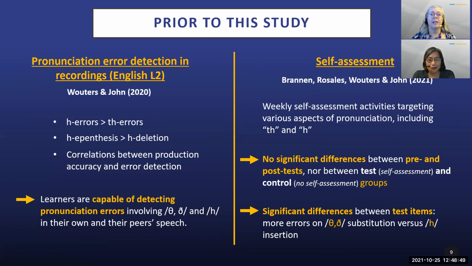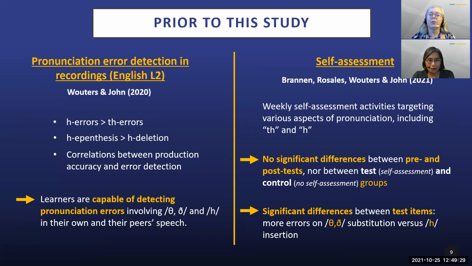So learners are indeed able to detect their own errors in pronunciation. Building on the Wooters and John study, we wanted to test whether self-assessment activities could improve students' pronunciation of TH and H. Participants of varying proficiency levels completed a pre- and post-test consisting of 40 short phrases that included words incorporating these sounds. The test groups completed weekly self-assessment activities targeting various aspects of pronunciation, including, of course, the TH and H sounds. The control groups did not have the self-assessment component.